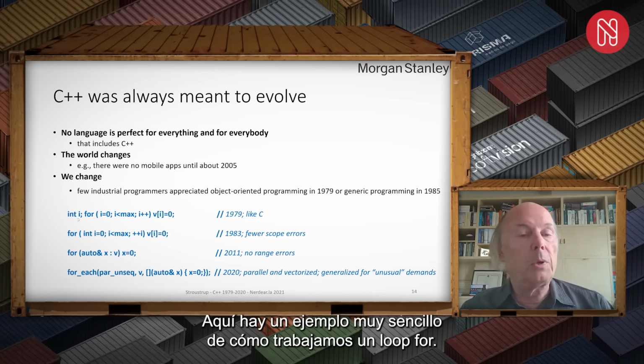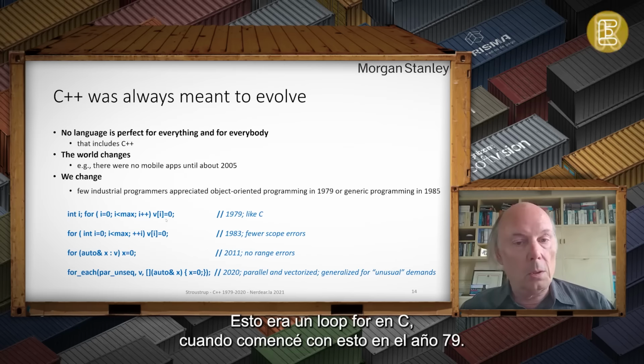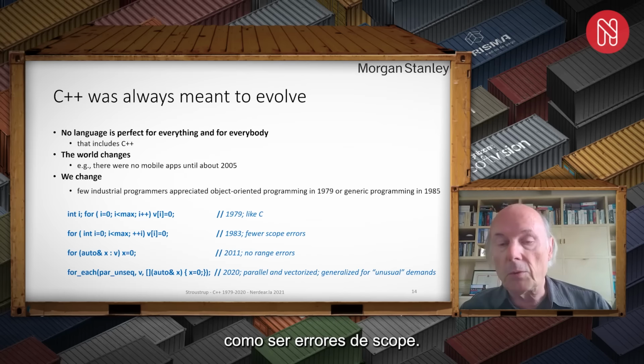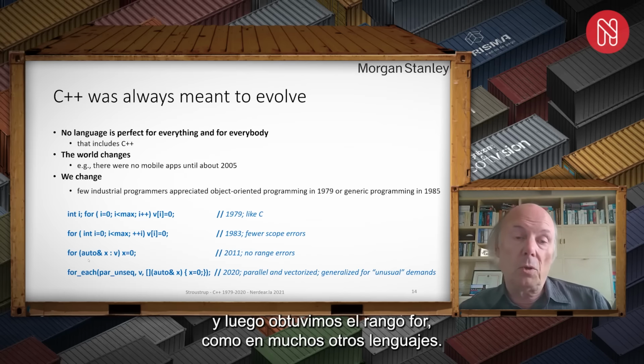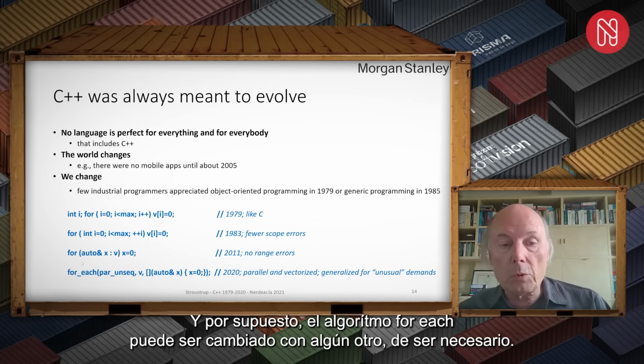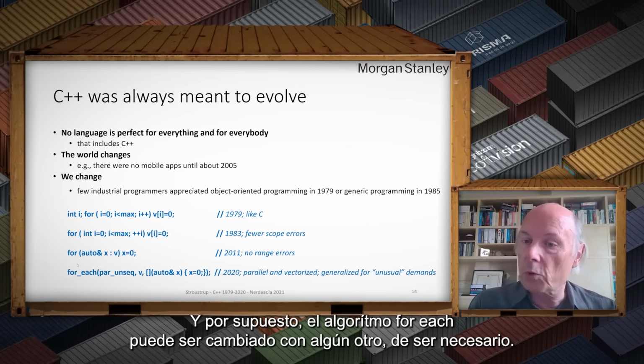So here's a very simple example of how we wrote a for loop. This was a for loop in C when I started out with it in '79. So we put the loop variable inside to get rid of some verbosity and get rid of some scope errors. And then we got the range for, like in many other languages. And then finally, here's sort of the generalization for parallel and vectorized looping. And of course, the for each algorithm can be changed with some other algorithm if that's what you need.